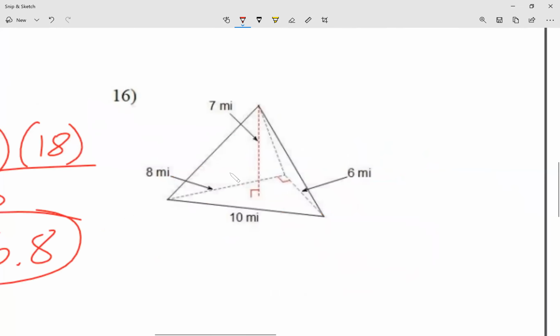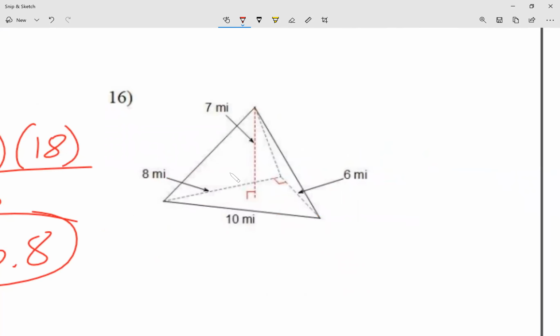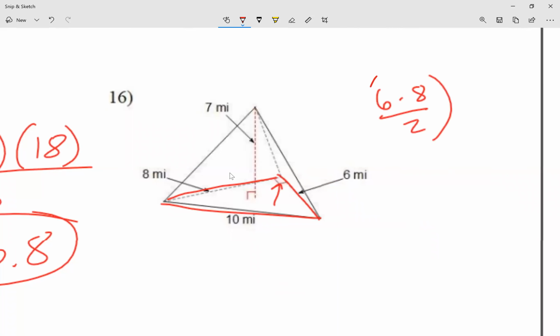Now let's take a look at number 18. The base in this here, I can see the triangle. It's right here. And my 90-degree angle, my triangle is right there. It's made out of 6 and 8. So for the base, I'm going to go 6 times 8 divided by 2. Like I said, all of this is just the triangle. 6 times 8 divided by 2. The height of the pyramid, I can tell, is 7.